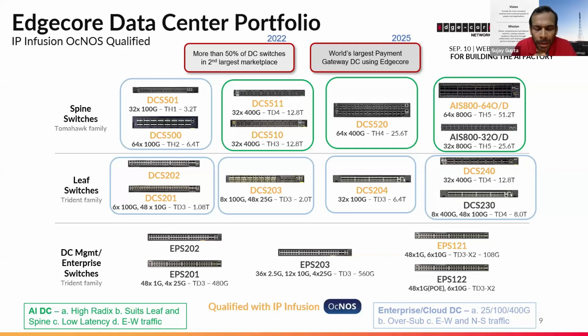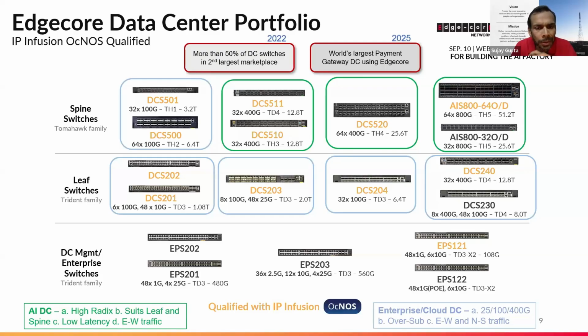In 2022, Edgecore switches have been used in more than 50% of the data centers by the largest marketplace in the world. And that system has been running very well for the last 3 years. And if you come down to this year, we have used 400 gig switches in the largest payment gateway, using Edgecore designs. So this is a quick view to tell you how stable and how robust the products are in terms of our hardware.